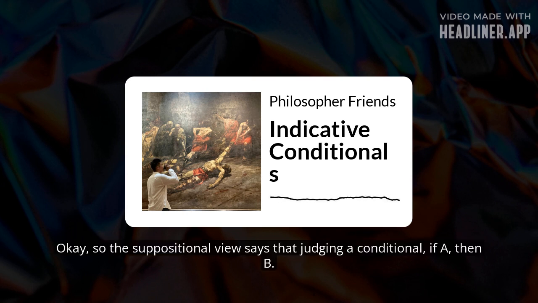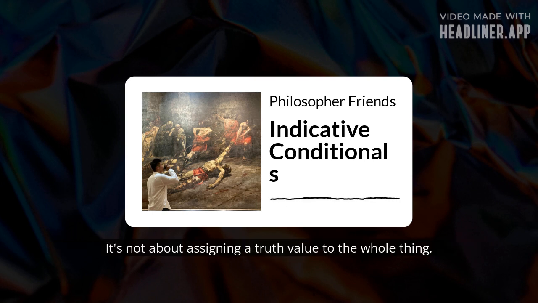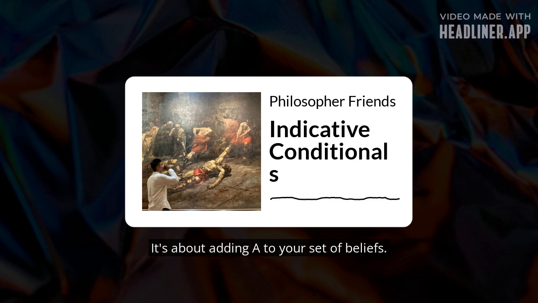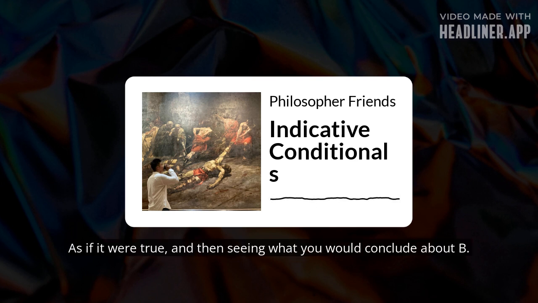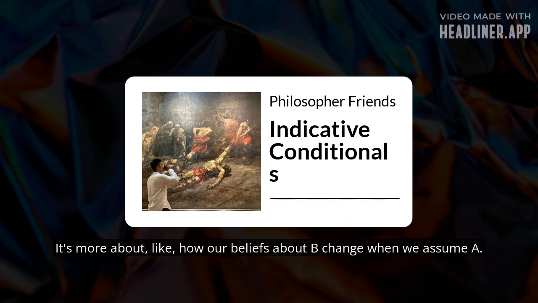So the suppositional view says that judging a conditional, if A then B, is not about assigning a truth value to the whole thing. It's more about a thought experiment. It's about adding A to your set of beliefs as if it were true, and then seeing what you would conclude about B. So it's not really about whether the whole conditional is true or false. It's more about how our beliefs about B change when we assume A.